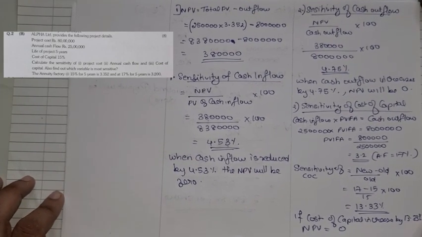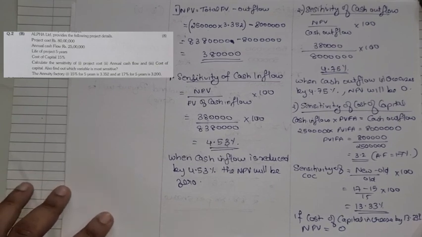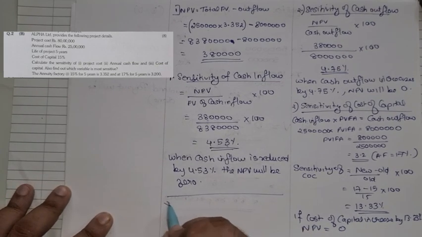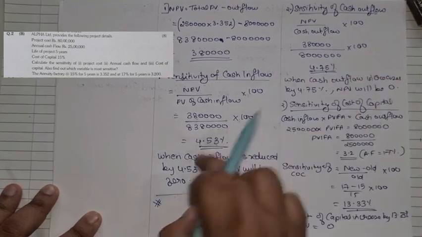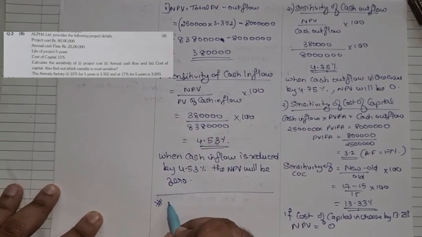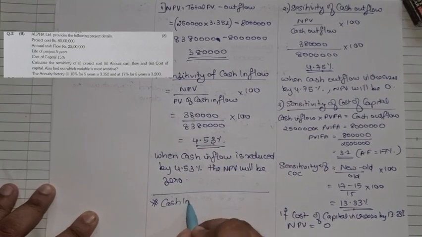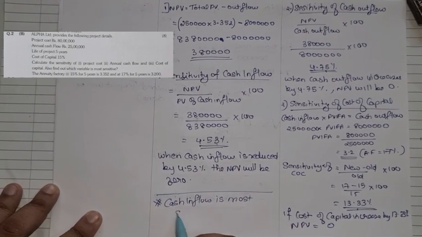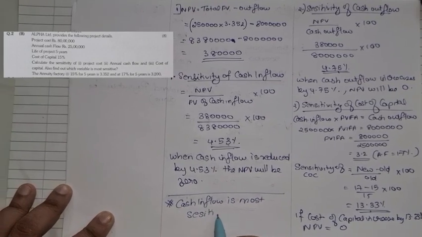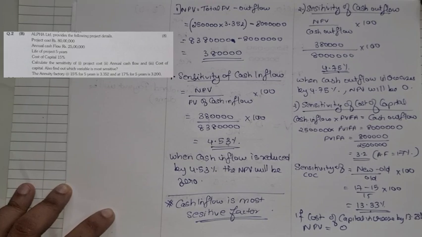Now the last statement we have to write, the conclusion, is which is the most sensitive. So I'll just note down here: 4.53, 4.75, 13.33. The lowest value is the most sensitive. So I'll write here: cash inflow is the most sensitive factor. So this is how you'll have to solve question number 2B, which was based on the sensitivity factor.